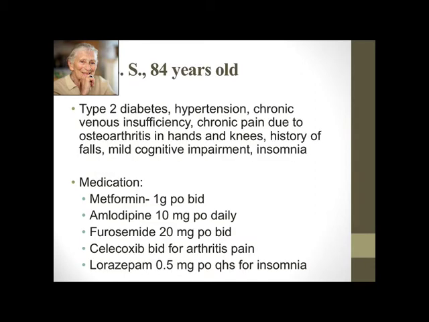She has your laundry list of different medical problems that our older patients come in with. She has type 2 diabetes, hypertension, chronic venous insufficiency, chronic pain due to osteoarthritis in her hands and knees. She has a history of falls, some mild cognitive impairment, and she has trouble with her sleep.